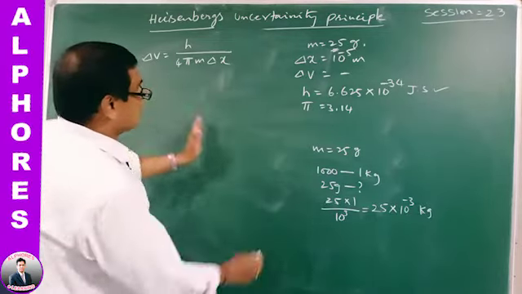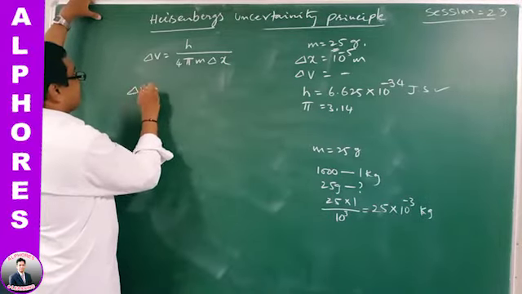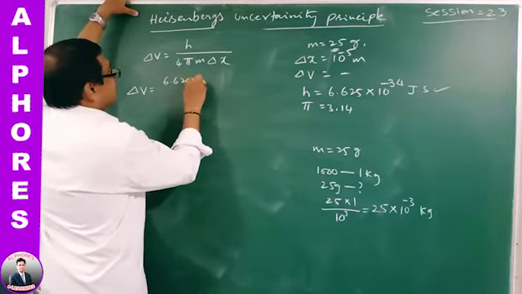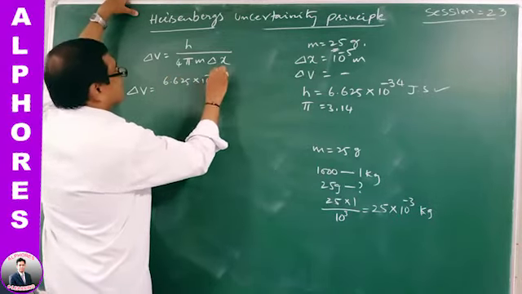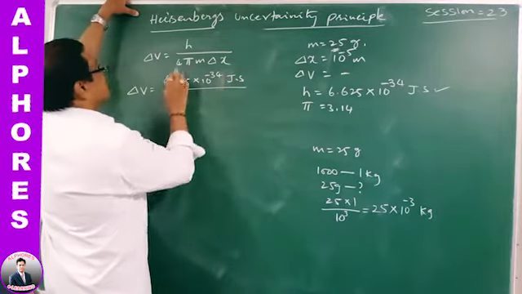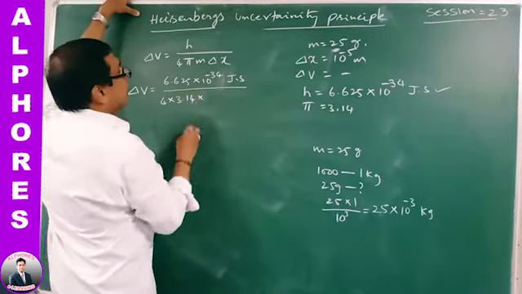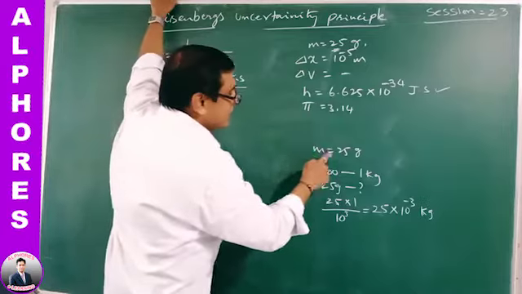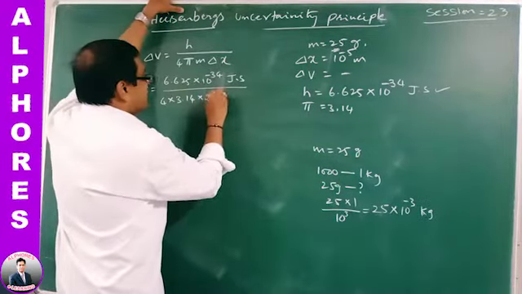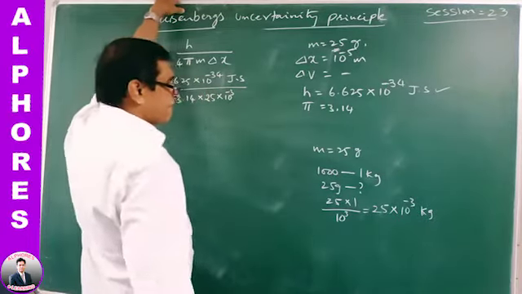Now substitute all the values in the given formula. Delta V is equal to h, Planck's constant, 6.625 into 10 to the power minus 34 joule seconds, by 4 into 3.14 into the mass of the particle, 25 grams, that is in kgs, 25 into 10 to the power minus 3 kg.